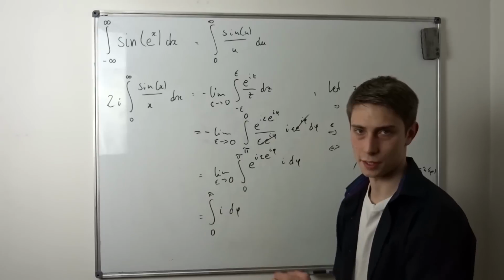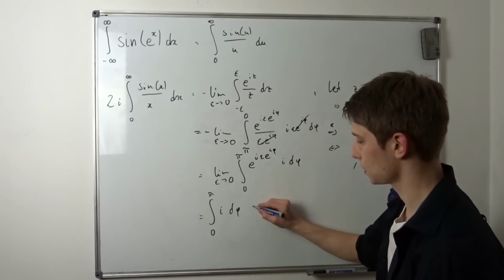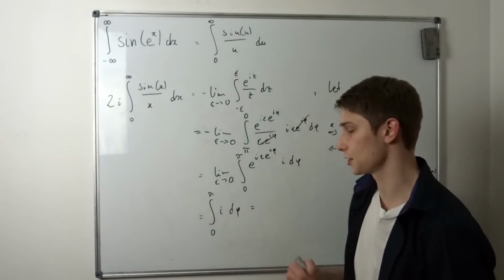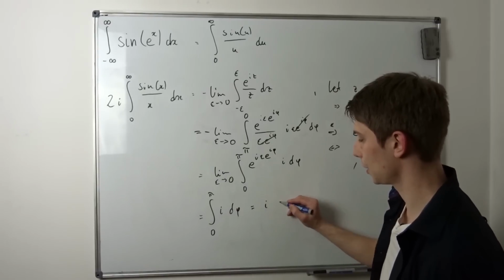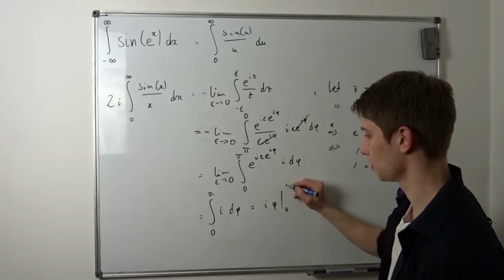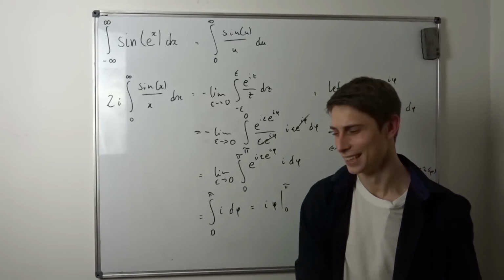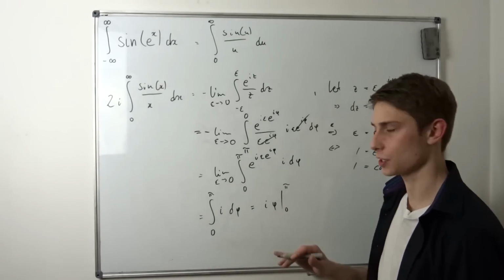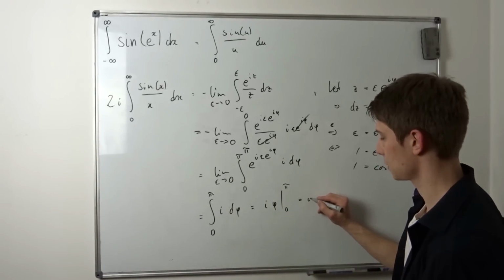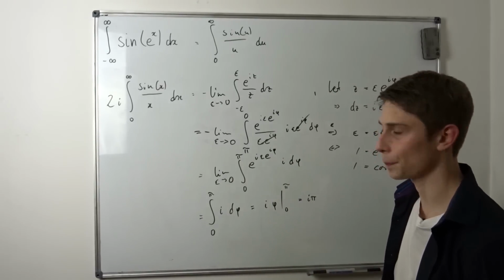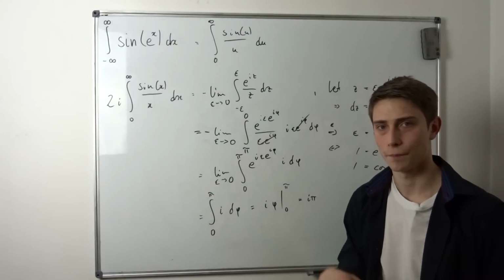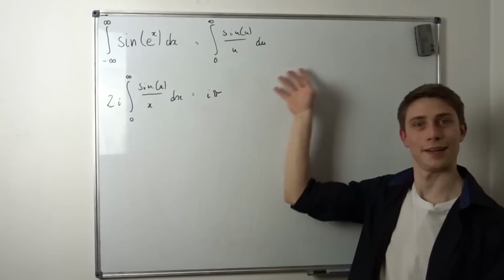And we can integrate this, so that's pretty simple. So this right here is just i times phi from 0 to pi. Okay, if we plug this in, the lower bound would just go to 0, so this is just i times pi. And this is great. This is really great. So our final solution is now.